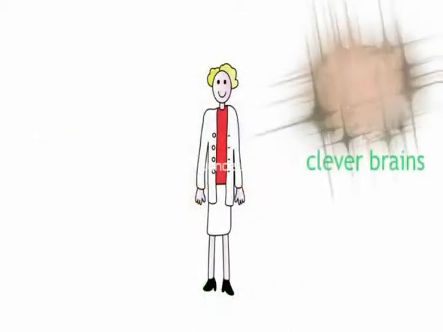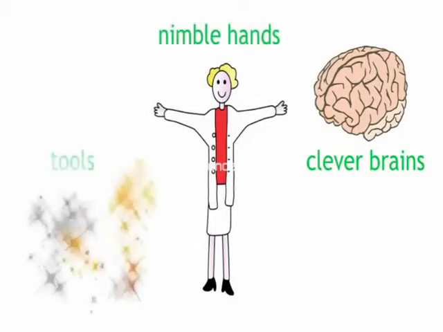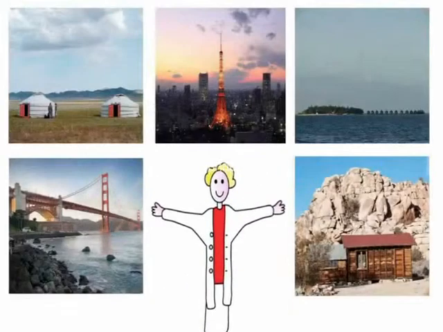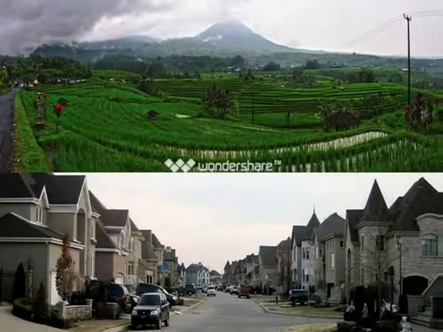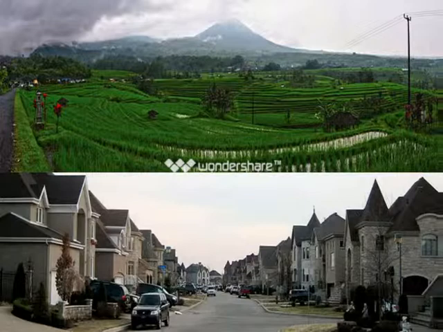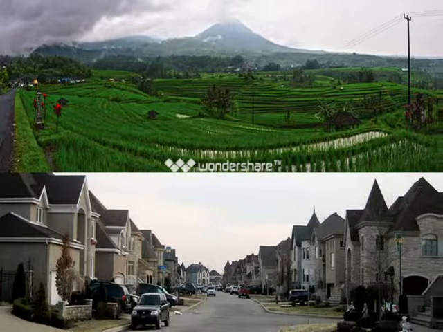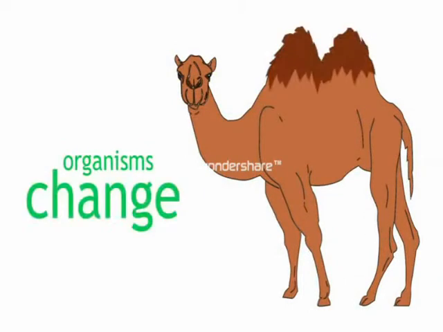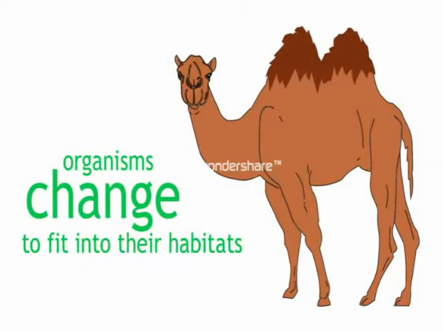We humans have adapted clever brains, nimble hands, and the use of tools, which have allowed us to survive and flourish in different environments across the earth by changing and constructing our own habitats to suit our needs. But in addition to changing the environment, organisms themselves change over time to fit into their habitats, and they develop unique adaptations to survive there.